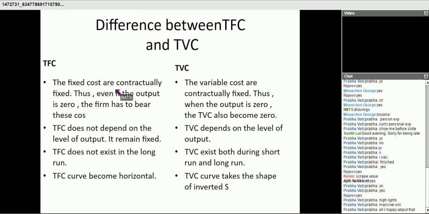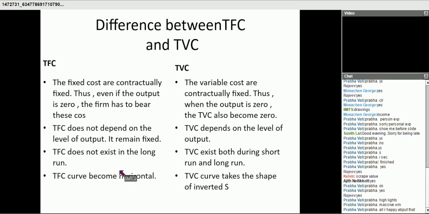The fixed costs are contractually fixed. Thus, even if the output is 0, the firm has to bear these costs. Now, total fixed cost does not depend on the level of output. It remains fixed. If the accountant normally works for 6 hours a day out of the 8 hours of duty, and now he is working for 7 hours, he will not say I am working 1 hour extra, you'll have to pay me more. No. So it is not dependent on that.